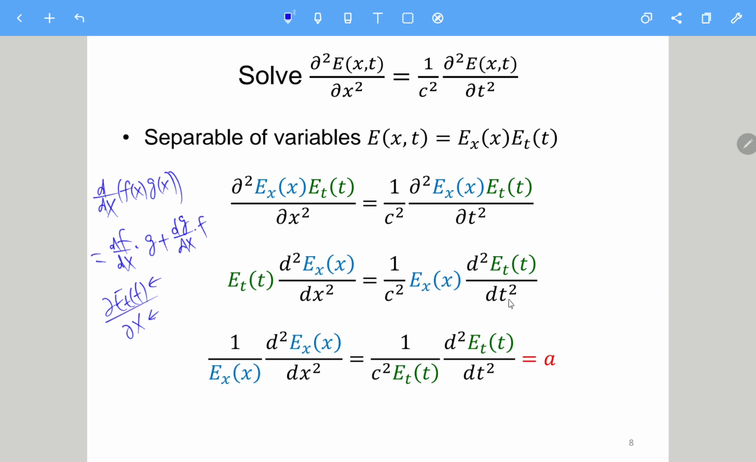Okay, so we have done a very important step, although it looks very simple. And then the second step is that we can move this term to the left side and this term to the right side, which means for this equation we can divide both sides by E_x of x times E_t of t. Then E_t and E_t will cancel each other, E_x and E_x will cancel each other.